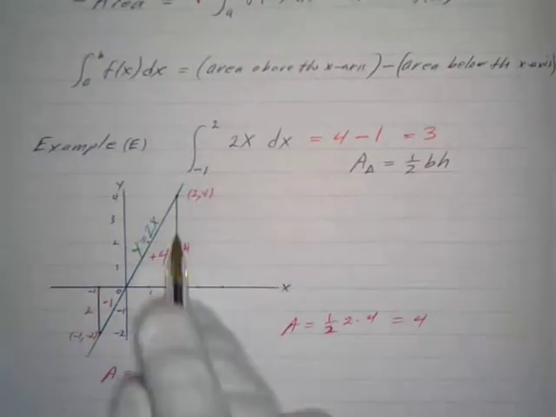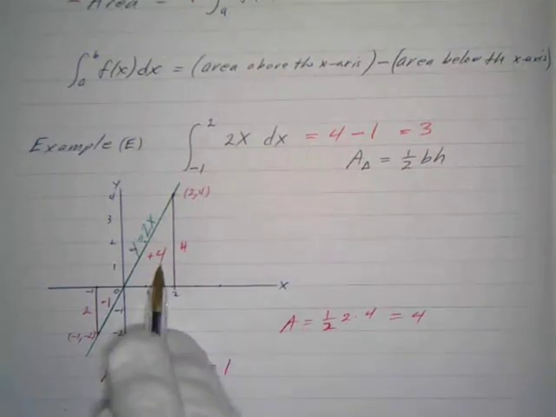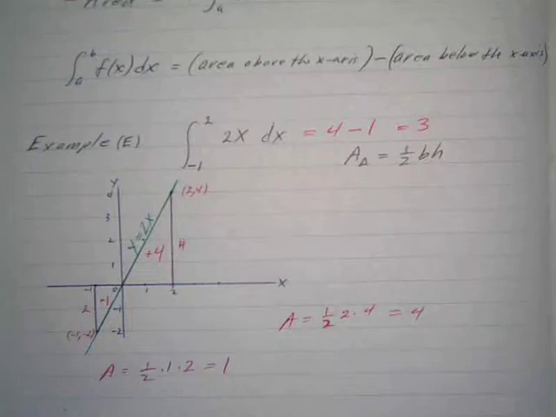So that's how you deal with these. So if you have some of the curves that are going above and below, whatever is above is positive, whatever is below is negative, just add them all up.